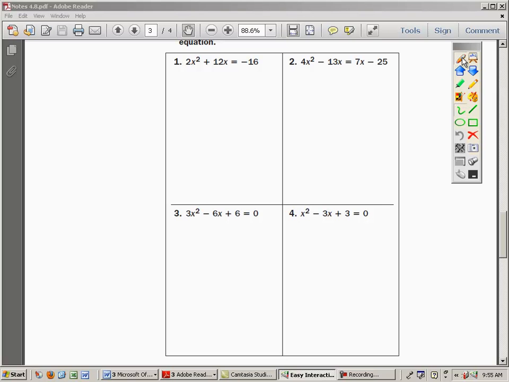All right, for number 1, it is A equals 2, B equals 12, and C equals positive 16, because when I add the 16 to this side and this side, it gets it over here. And so x equals the opposite of b plus or minus the square root of b squared minus 4 times a times c, all over 2 times a. When I plug all that in, I'm just going to do the part under the radical in one step here.